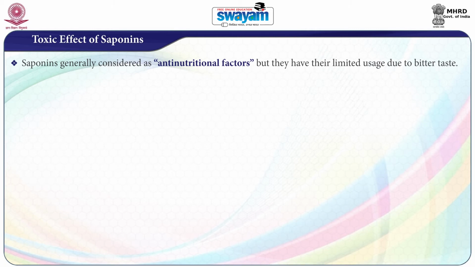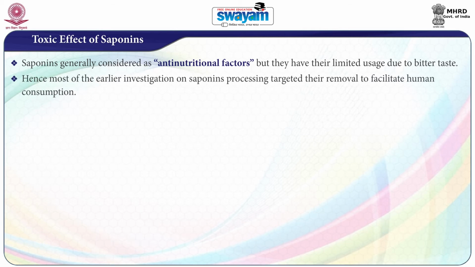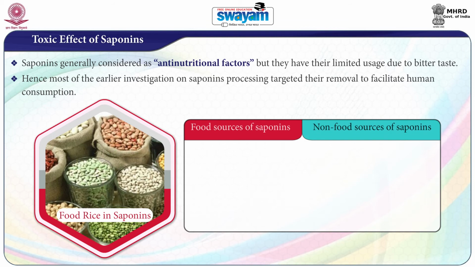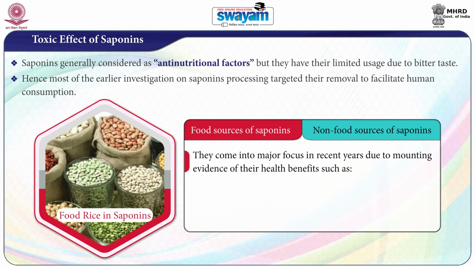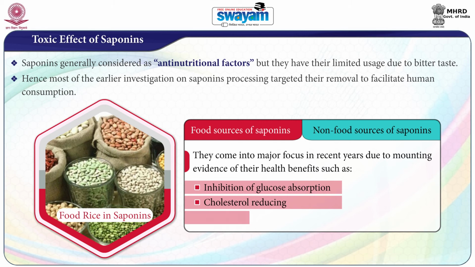Saponins are generally considered anti-nutritional factors, but they have limited usage due to bitter taste. Hence, most of the earlier investigations on saponin processing targeted their removal to facilitate human consumption. But both food and non-food sources of saponins have come into major focus in recent years due to mounting evidence of their health benefits, such as inhibition of glucose absorption, cholesterol reducing and anti-cancer properties.